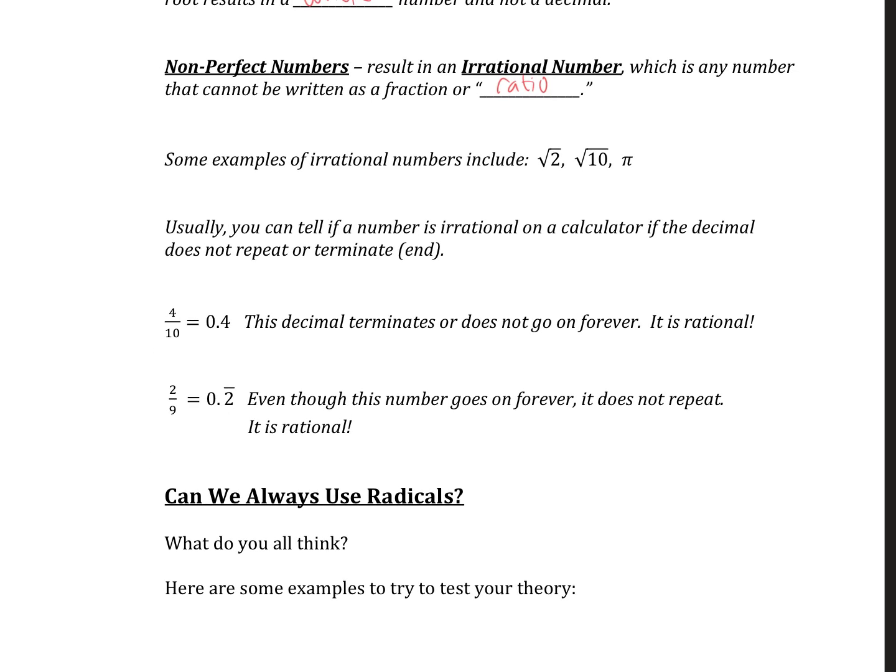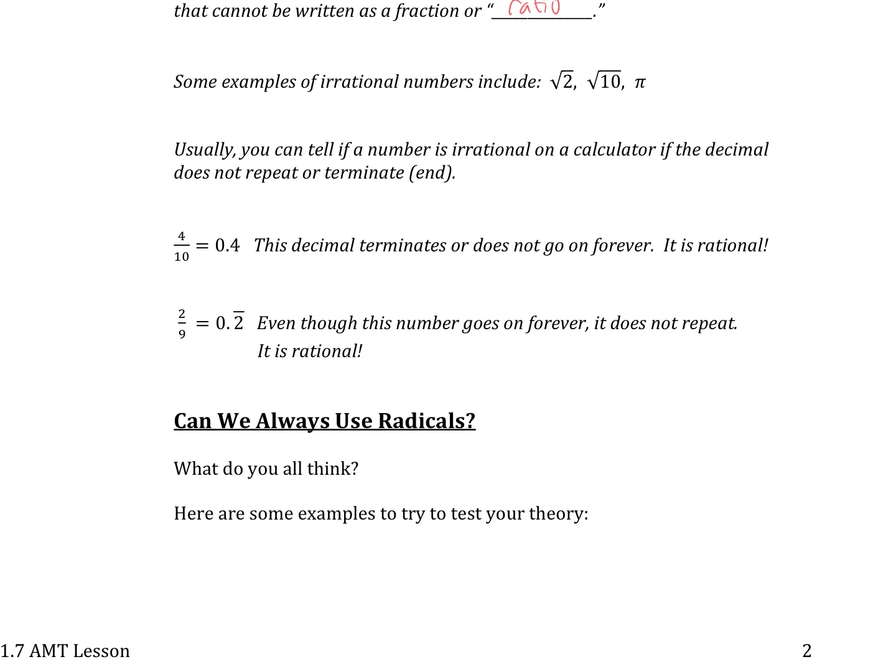Usually you can tell if a number is irrational on a calculator if the decimal does not repeat or terminate, which means end, right? So for example, 4/10 equals 0.4. This decimal terminates, it ends right here. It's just 0.4, it doesn't go on forever, so it's rational. But you can even have a number that's a decimal that does go on forever, but it repeats.